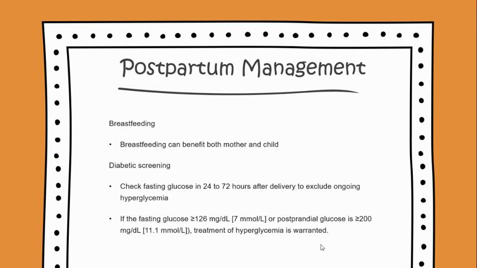Postpartum management, breastfeeding can benefit both mother and child, and diabetic screening would check fasting glucose in 24 to 72 hours after delivery to exclude ongoing hyperglycemia. If the fasting glucose is greater than or equal to 126 milligrams per deciliter, or postprandial glucose is greater than or equal to 200 milligrams per deciliter, treatment of hyperglycemia is warranted.